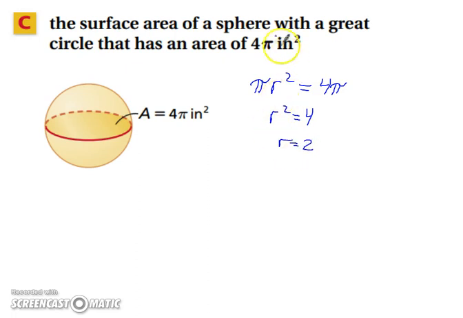Since we want the surface area, we can plug our r value in. So surface area equals 4 pi, and then substitute our 2 for our radius, so 2 squared. So 2 squared is 4. 4 times 4 is 16. So we have 16 pi inches squared.